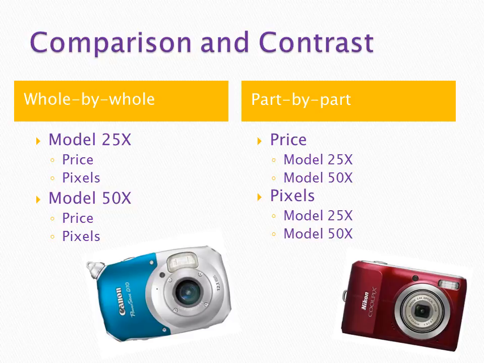There are two typical patterns for organizing by comparison and contrast: whole by whole and part by part. A whole by whole comparison looks at the entire picture of each option. For example, if you're buying a camera, you might look at the price and the pixels, but you focus on one brand at a time. Part by part allows you to focus on the criteria, so you'd focus on price and then pixels. Part by part is best for detailed comparisons and contrast.